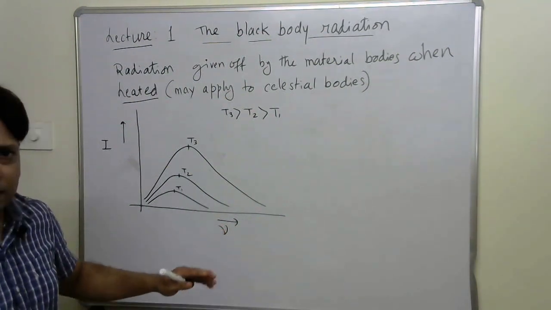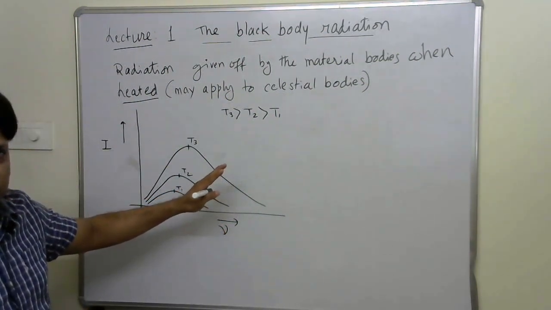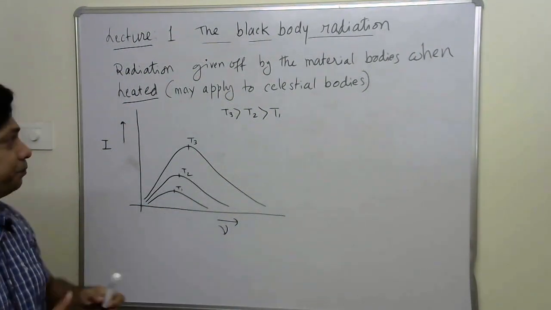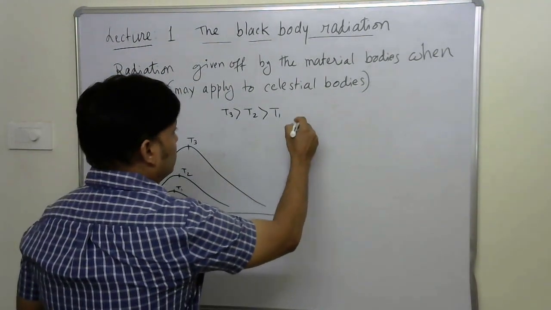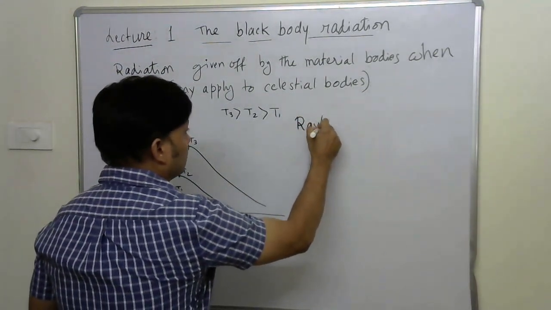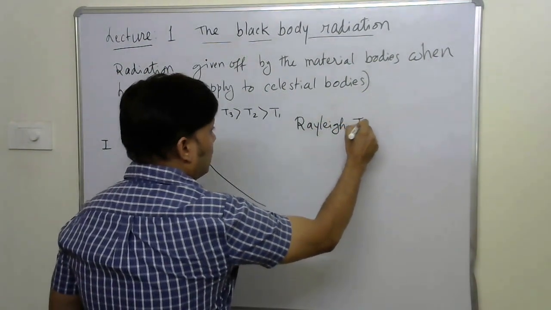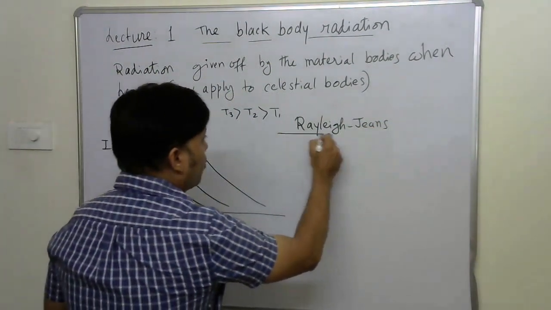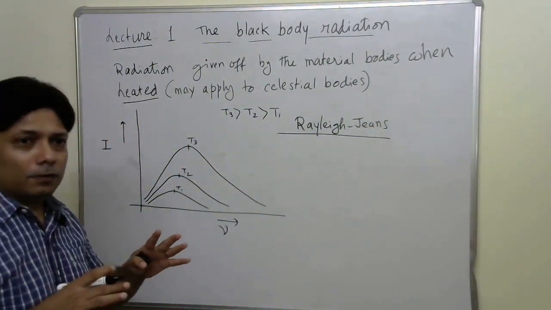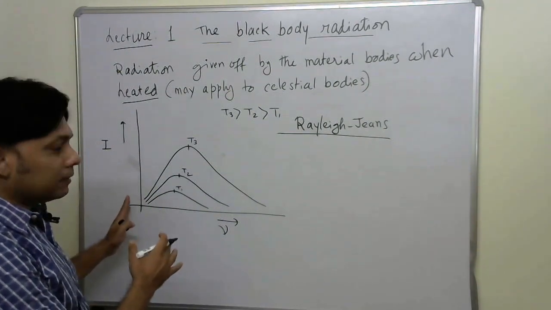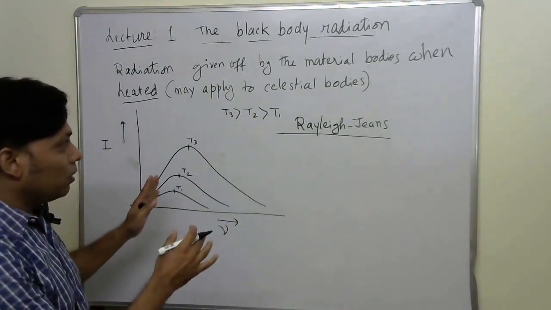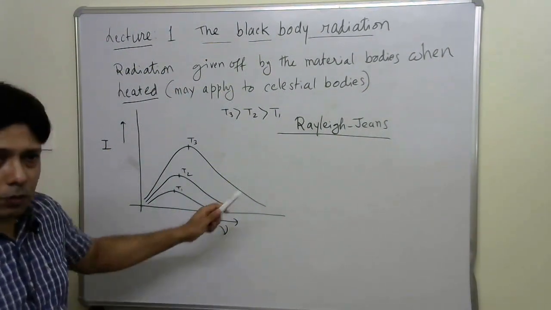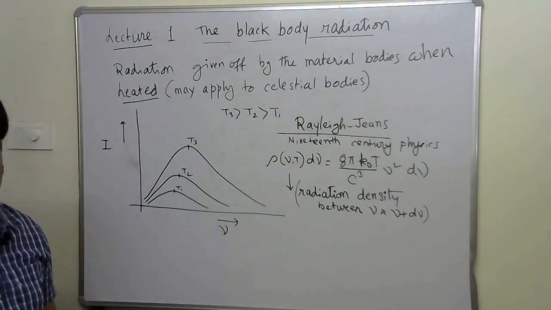So what happened next? Just before the year 1900, a couple of scientists known as Rayleigh and Jeans together proposed a physical formula to explain the black body radiation, and their theory was known as the Rayleigh-Jeans theory or Rayleigh-Jeans equation. So what was that equation? Let's take a look here.